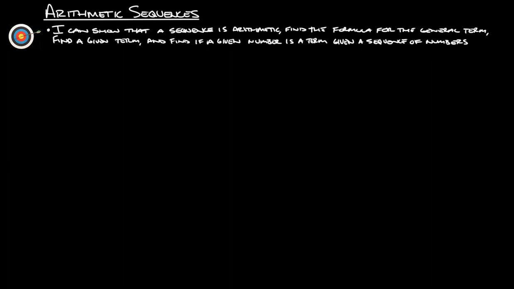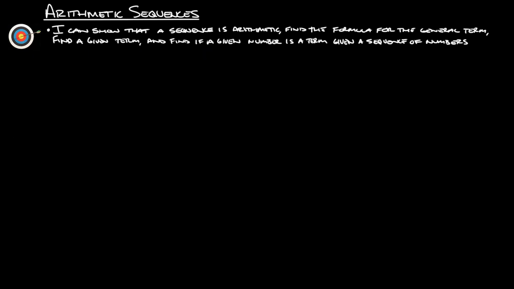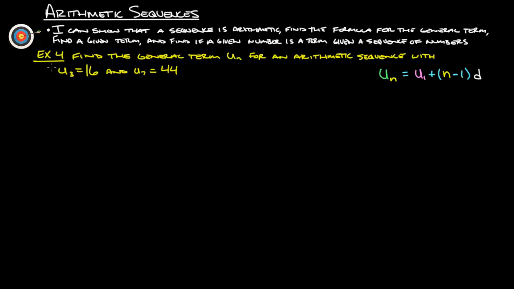Just to give you a heads up, here's where we left off. We were finding k from the last video. Now we're going to pick up on example 4. We're going to find the general term u sub n for an arithmetic sequence where the third term is 16 and the seventh term is 44.